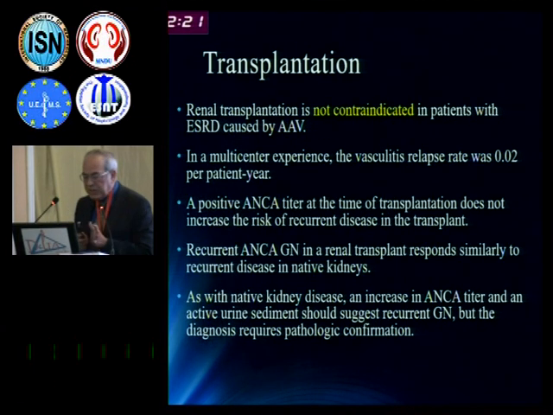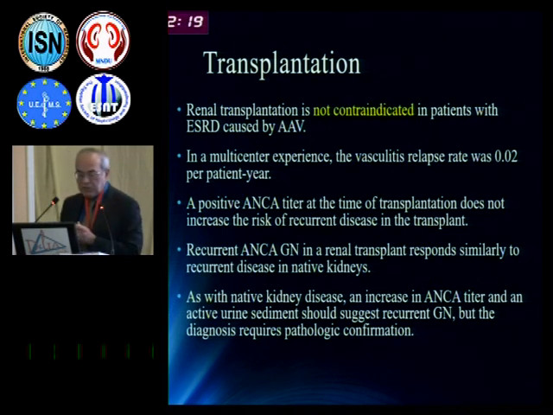Regarding transplantation, renal transplantation is not a contraindication in patients with end-stage renal disease caused by ANCA-associated vasculitis. In a multi-center experience, the vasculitis relapse rate was 0.02 per patient per year, very little. A positive ANCA titer at the time of transplantation does not increase the risk of recurrent disease in the transplant. Recurrent ANCA-associated glomerulonephritis in the renal transplant responds similarly to recurrent disease in the native kidney.